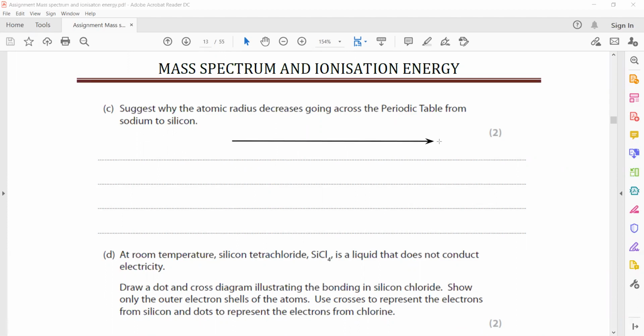When we move across the period from sodium to silicon, why do we observe that the size decreases? Sodium is larger in size, then magnesium is smaller, aluminium smaller, and it keeps getting smaller. What is the reason? As we move across the period, proton number increases, so there are more protons attracting electrons from the same shell.